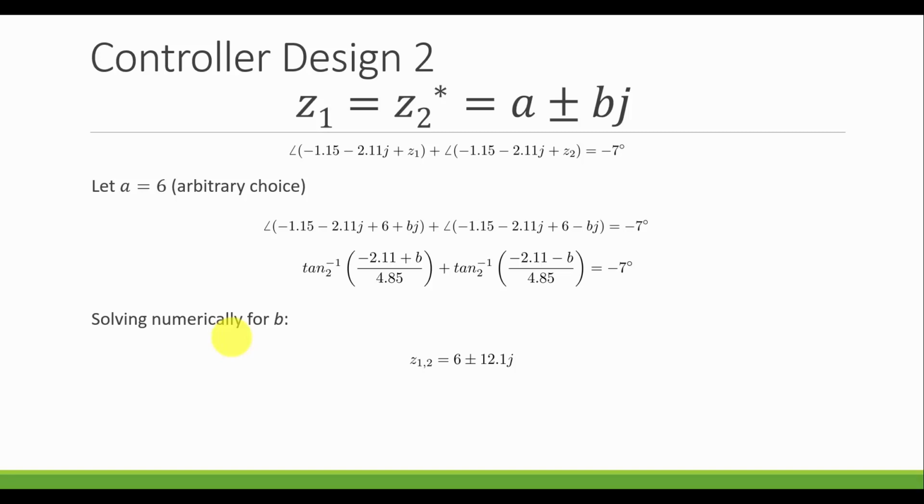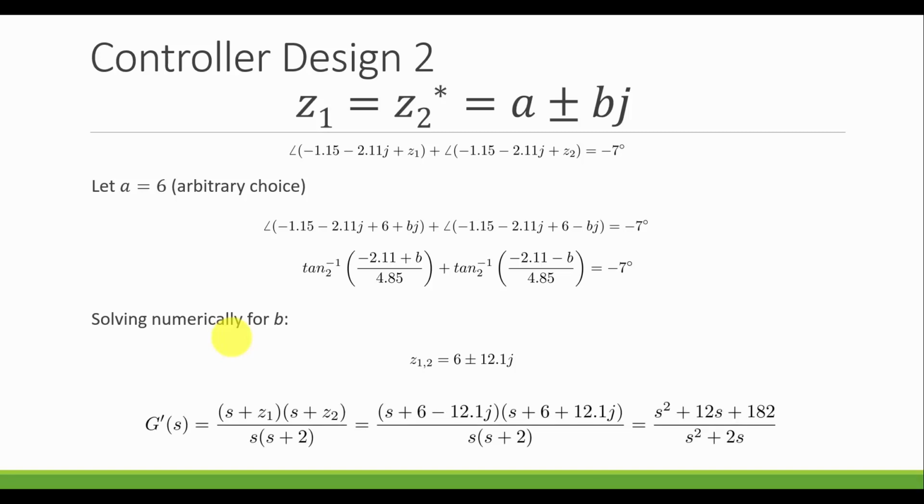So using this z1 and z2, I can make my root locus transfer function, that g prime, by putting in the values for z1, z2, and then distributing and multiplying everything through so that I'm going to be able to put this expression into MATLAB, into a transfer function, and then into my root locus. When I multiply everything through, I get a different g prime than I got for design number 1, which should be expected because z1 and z2 are different. I'll get s squared plus 12s plus 182 over s squared plus 2s for my root locus transfer function.